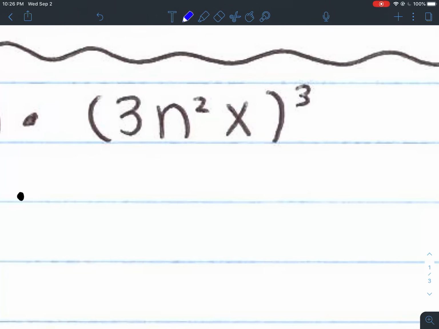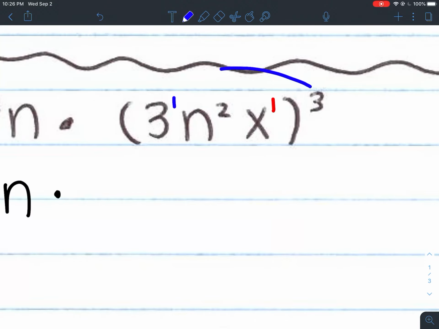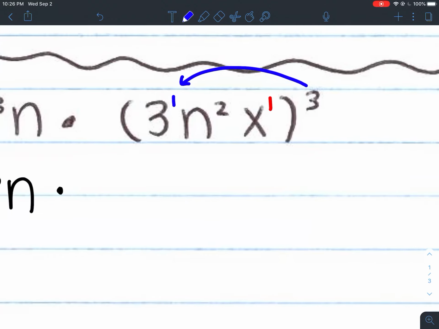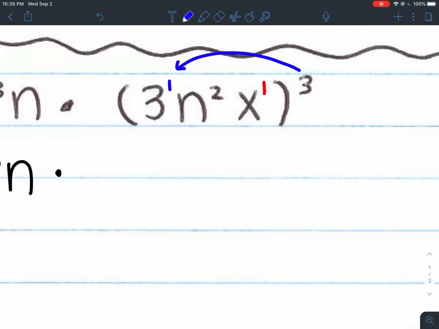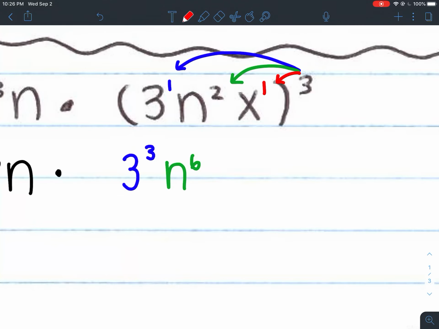Okay, so what's the exponent on the 3? It's a 1. The exponent on the x is a 1. The exponent on the n is a 2. They wrote it down for us, so there's no need to really think there. So we're going to simplify this and distribute that 3 into the other exponents. This would have a base of 3, and then when I multiply the exponents, 1 times 3, I get 3. I'm going to multiply the exponents here, so I have n to the 6th, 2 times 3 is 6. And then I would multiply the exponents on the x as well, so x to the 3rd power.